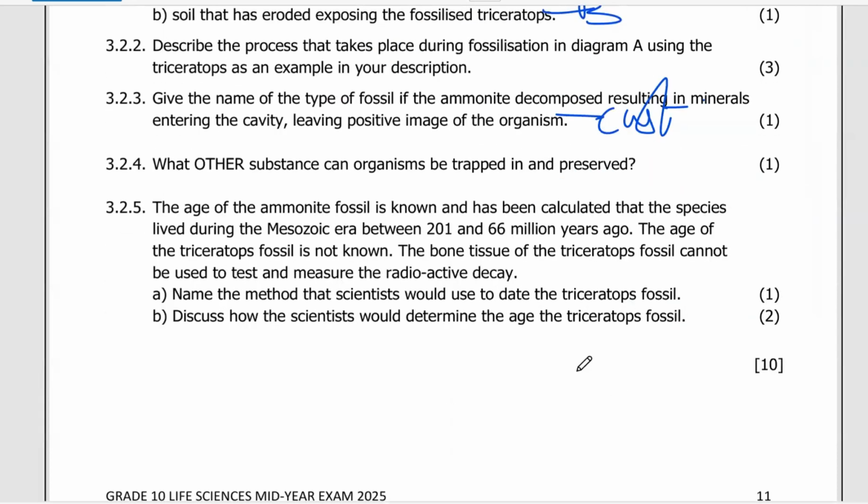3.2.5, name the method. The age of the ammonite fossil is known and has been calculated, living during the Mesozoic era between 200 and 66 million years ago. The age of the triceratops fossil is not known. They're saying that the bone tissue of the triceratops fossil cannot be used to measure radioactive decay. Name the method scientists would have used to date the triceratops. If they are in the same layers of the soil, and I know the age of the other one, I will relate that since they stayed in the same area, they existed at the same time. So I will call it relative dating.